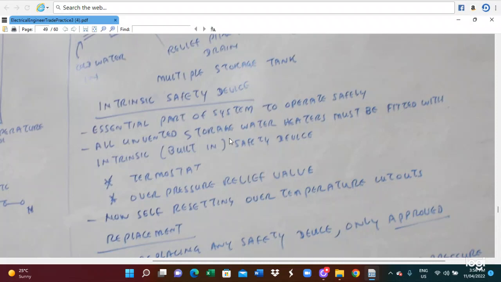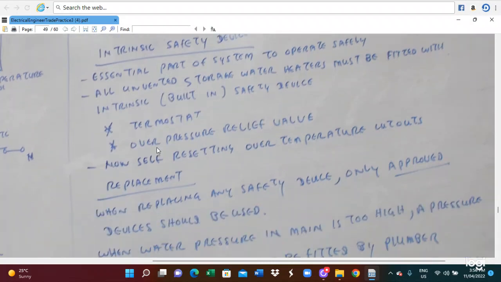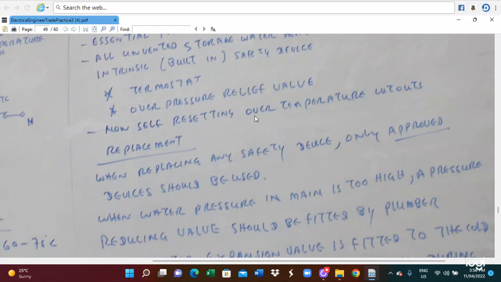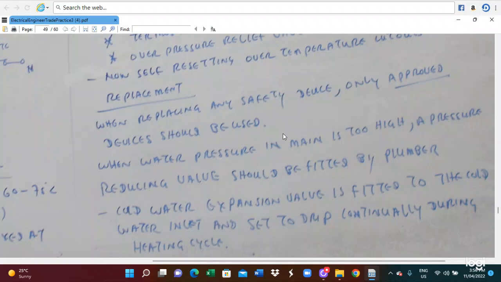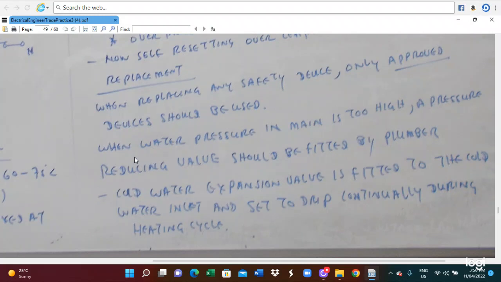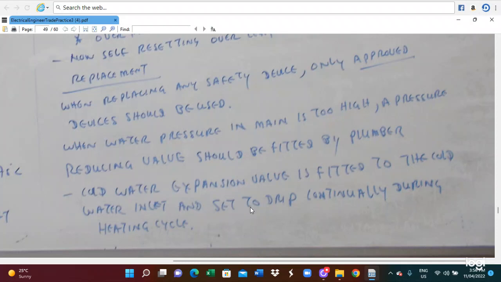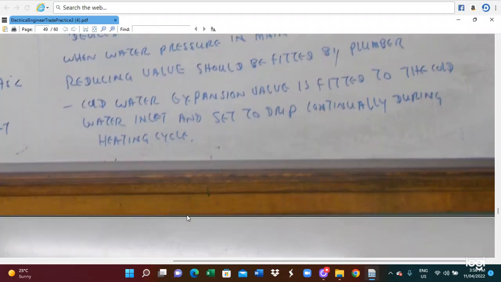Intrinsic safety devices are an essential part of the system to operate safely. All unvented storage water heaters must be fitted with intrinsic built-in safety devices. They include the thermostat, overpressure reliever, and resetting over-temperature cutoffs. Replacement has to follow: when replacing any safety device, only approved devices should be utilized. When the water pressure in the main is too high, a pressure reducing valve should be fitted by the plumber. A cold water expansion valve is fitted to the cold water inlet and set to drip continuously during the heating cycle.